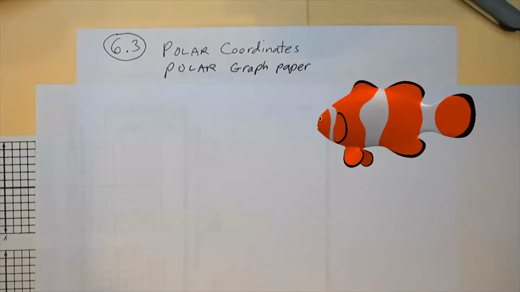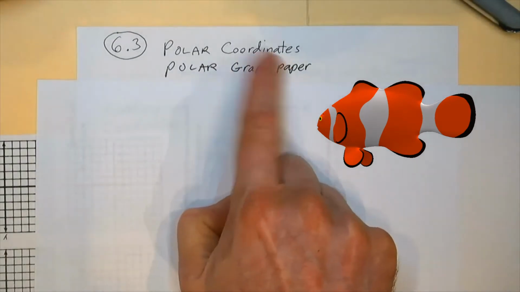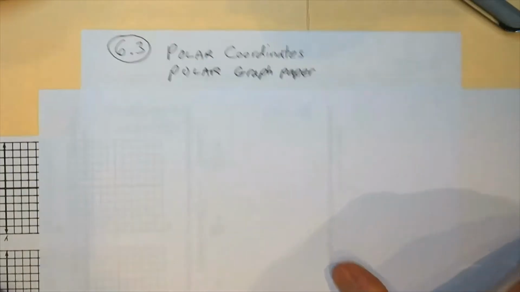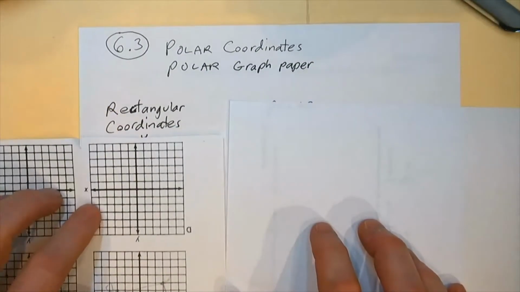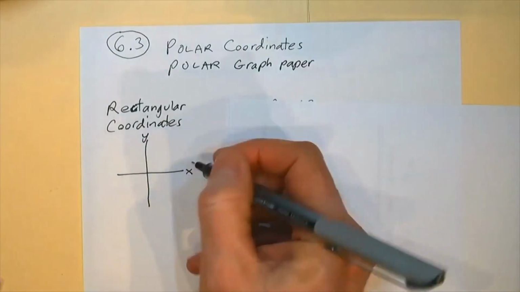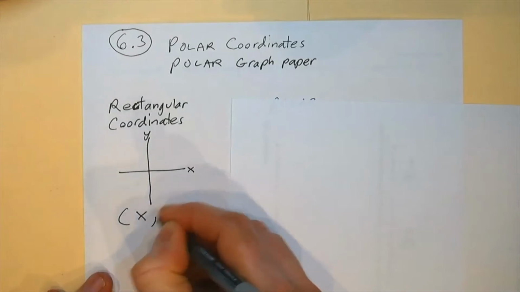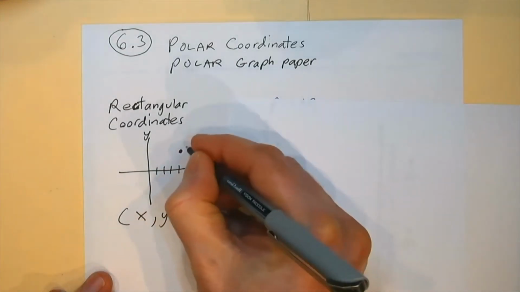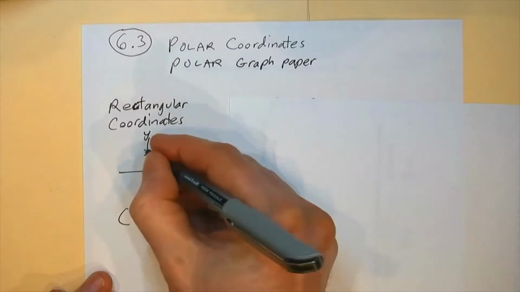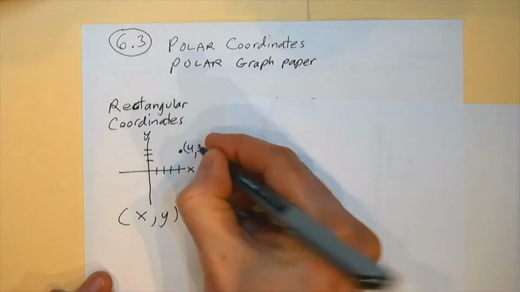Okay, so this is section 6.3. It's called polar coordinates or polar graph paper. We're used to the regular graph paper called rectangular, because it's X and Y, and kind of looks like a rectangle. When you name a point, you name X, comma, Y. Like if there's a point here, you'd go 1, 2, 3, 4, maybe up 1, 2, 3, and you say, oh, there's 4, 3.